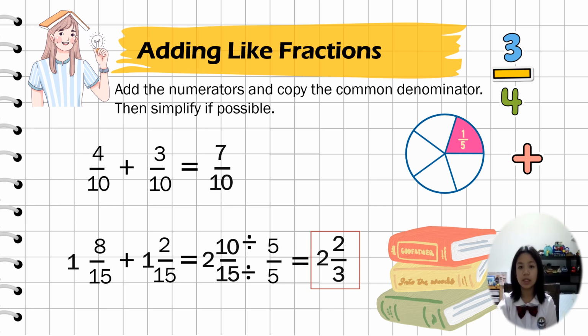Another example is the mixed fraction with like denominators. 1 and 8/15 plus 1 and 2/15. We first add the whole numbers. 1 plus 1 is 2. Then we add the numerators. 8 and 2 is 10. Then we copy the denominator, so our answer is 2 and 10/15. 10 and 15 are both divisible by 5, so we can still simplify this. 10 divided by 5 is 2, and 15 divided by 5 is 3. So our final answer is 2 and 2/3.